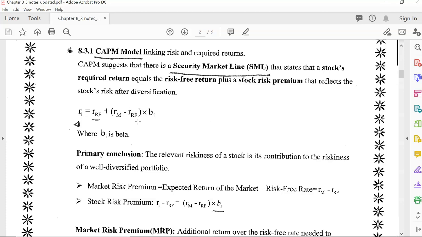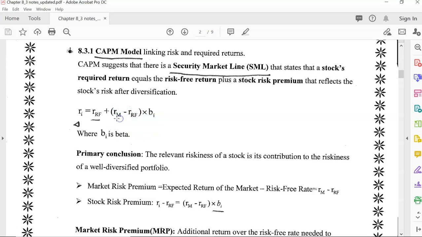Okay, and remember, when we're holding a portfolio, we are holding the market risk, if we have enough stocks in the portfolio. And we use beta. This is a key new concept here. We use beta to measure how much this stock is contributing to the market risk. So the stock risk premium becomes the market risk premium multiplied by beta.